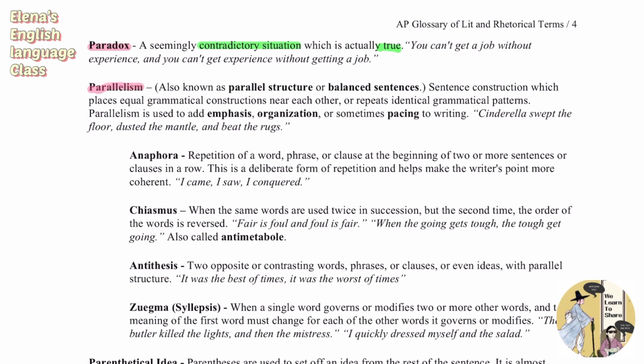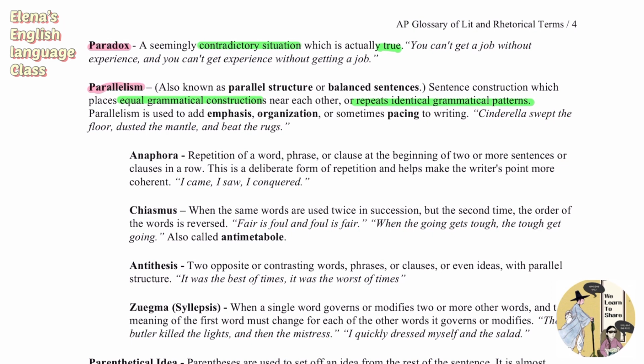The second is parallelism, which is also known as the parallel structure or balanced sentences. It is sentence construction which places equal grammatical constructions near each other or repeats identical grammatical patterns. You call this parallelism or parallel structure. And this is used to add emphasis, organization, or sometimes pacing to writing. Pacing is the speed of writing.